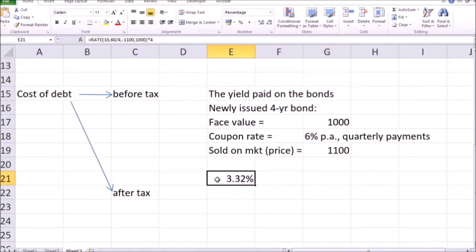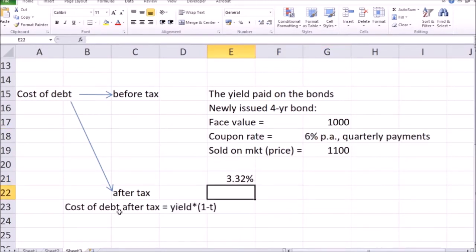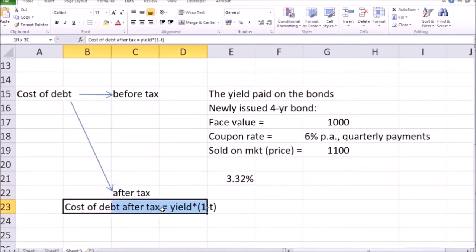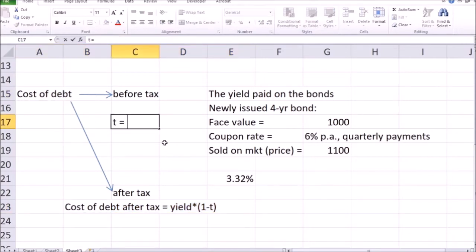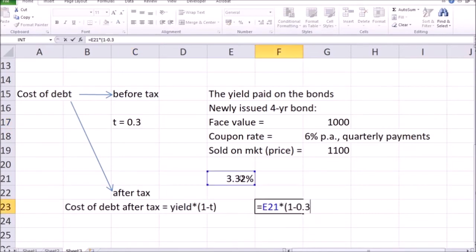In reality, though, it doesn't cost the company as much to raise capital through the issue of bonds, because these interest payments, these coupon payments, are tax deductible. In reality, the after-tax cost of debt is this annual yield that we've just calculated multiplied by 1 minus the tax rate that is applicable to the companies. Let's just assume that the tax rate is 30%, in which case the after-tax cost of debt for the company is going to be 2.32%.